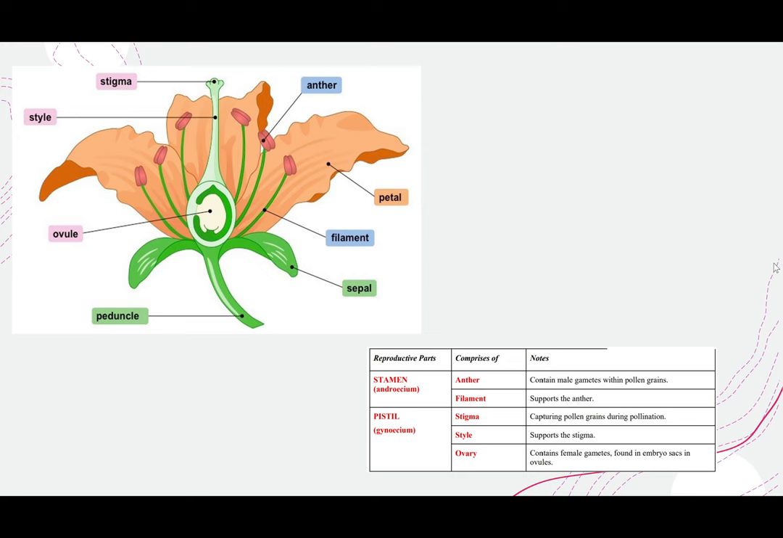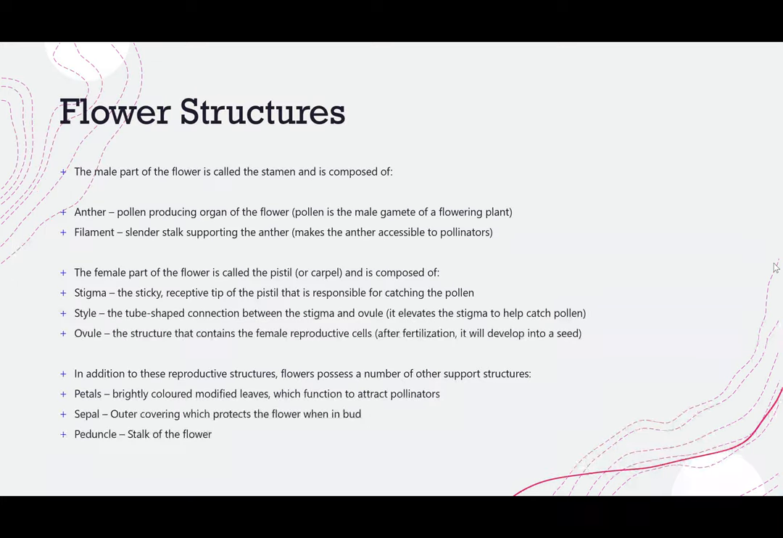ovule, right? So generally, we should understand the structure of flowers. So we know the male part, the androecium, has the anther and the filament; the female part, the gynoecium, would have the stigma, style, and the ovule. And then the additional, or what I call the peripheral parts, would be the peduncle, which is here called the stalk of the flower. It connects the flower to the greater plant itself. We're going to have the sepal, and we're going to have the petals, right? Everything is fine here?